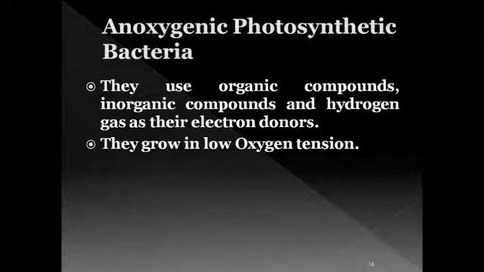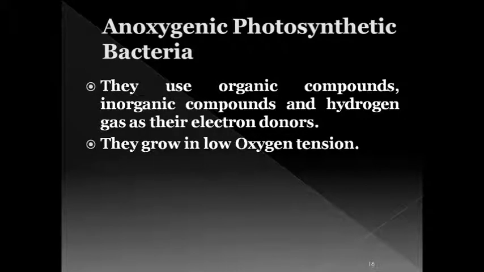Anoxygenic phototrophic bacteria. These bacteria utilize organic compounds or inorganic compounds, and even hydrogen gas they can utilize in the form of electron donor. They grow in low oxygen concentration.